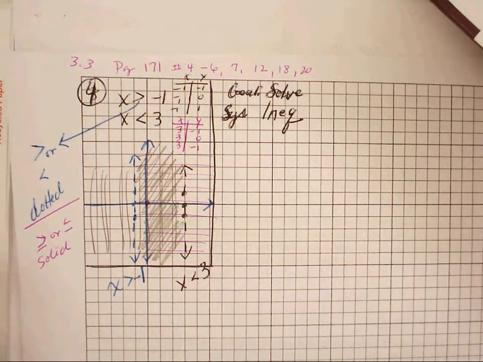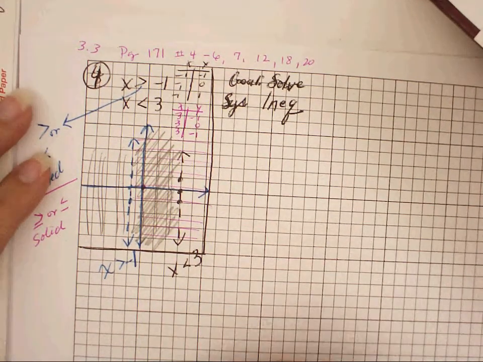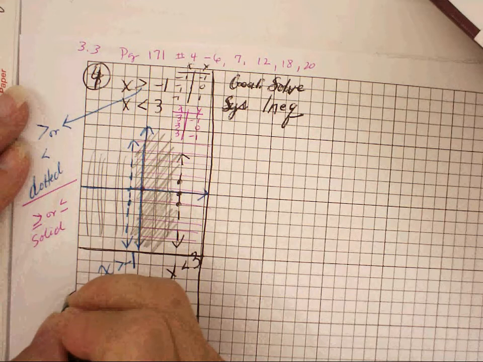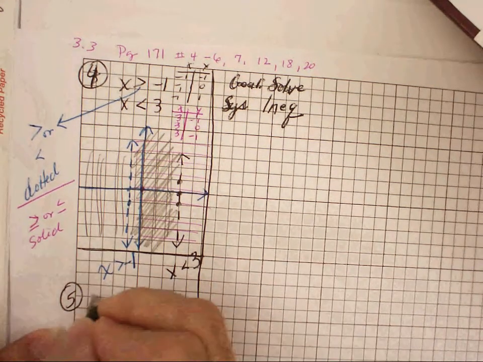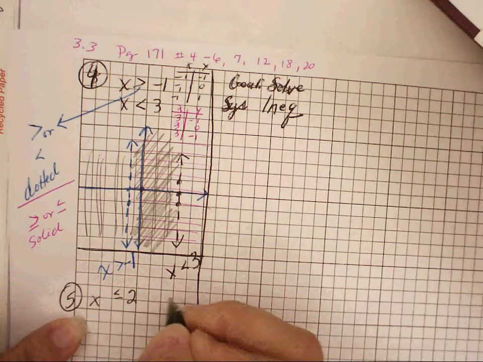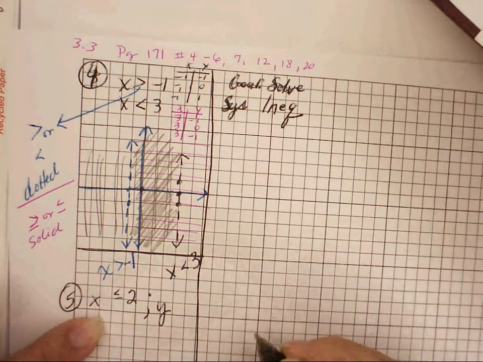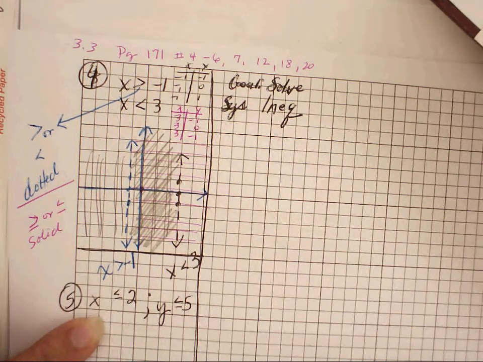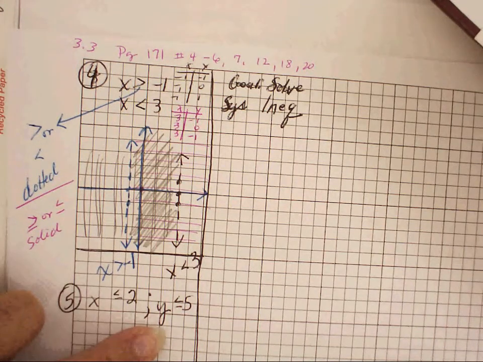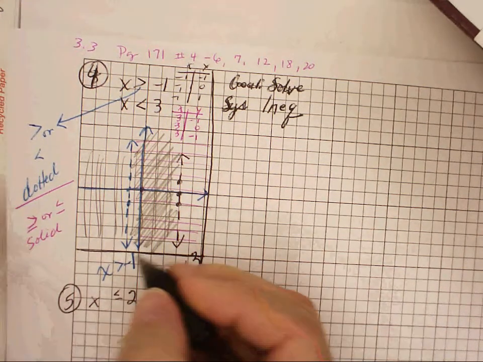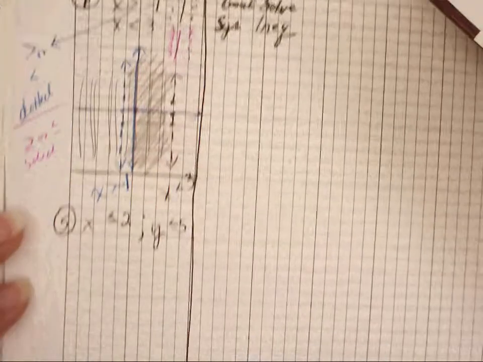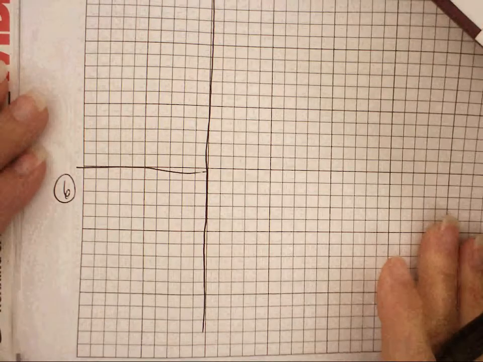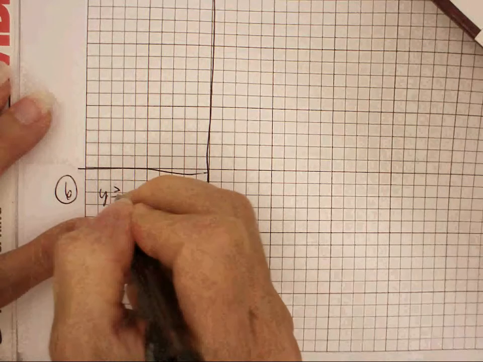Let's leave space. Let's count off 1, 2, 3. Let's count off enough space so that you can put number 5 in this box. Let's just go ahead and write the problem. X is less than or equal to 2. Y is less than or equal to 5. And then let's go down and put 6 in this bottom section that's left. 6 is y is greater than or equal to 5, and y is less than or equal to 1.